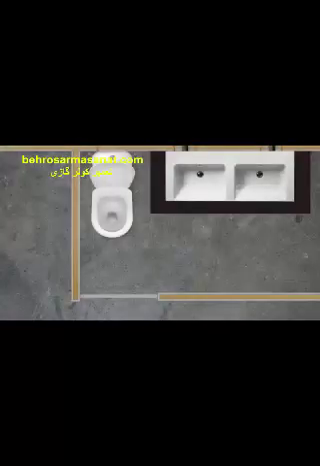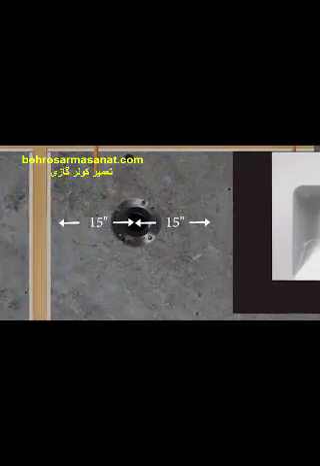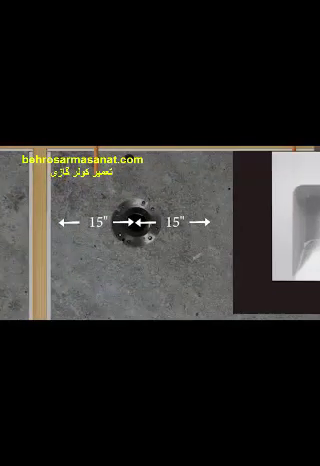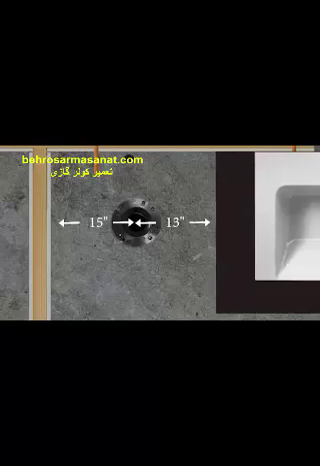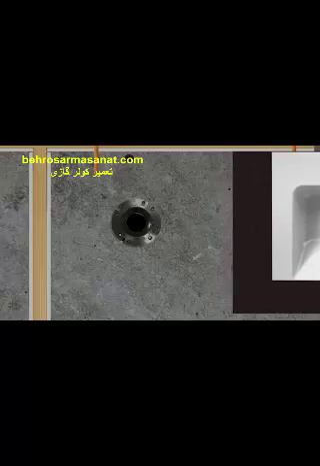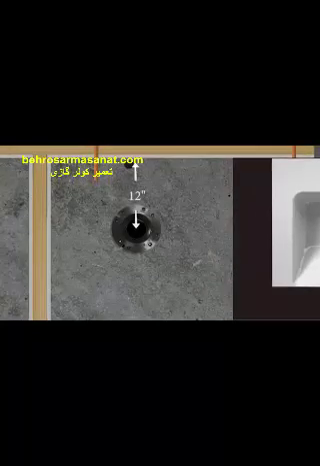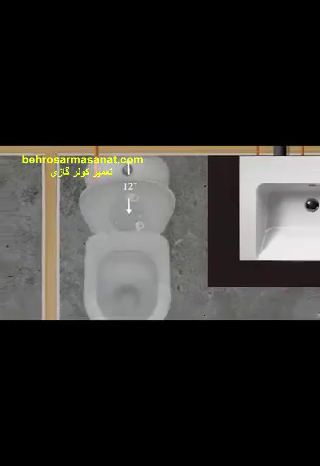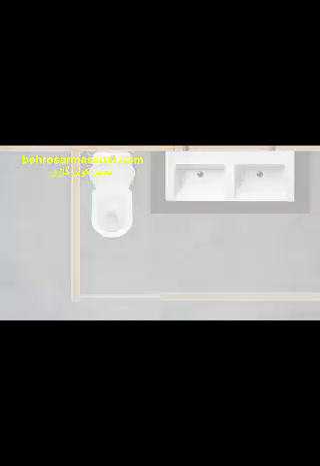The fifth violation is roughing in a toilet drain too close to a wall. A toilet rough-in must have at least 15 inches of clearance on each side from the center of the flange to the finished wall. Anything under this is a code violation and will need to be modified. Also, 95% of toilets must have their flanges installed 12 inches away from the finished wall to the center of the flange. Check your toilet's instructions for these measurements.